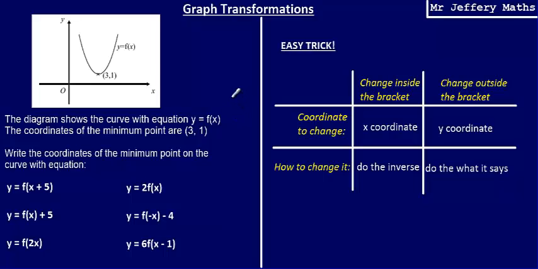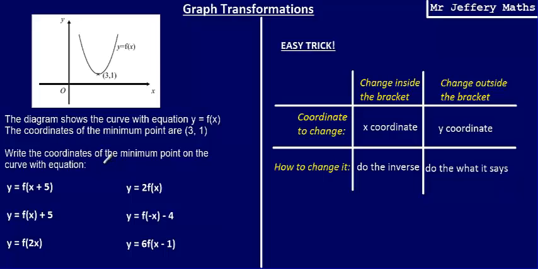Welcome to a video on graph transformations. What we're going to be looking at in this video is the type of question that you see on your left. So here we're told that the diagram shows the curve with the equation y equals f of x, and the coordinates of the minimum point are 3, 1. And you can see that diagram just drawn up here.